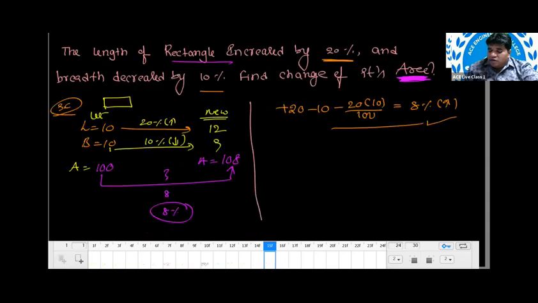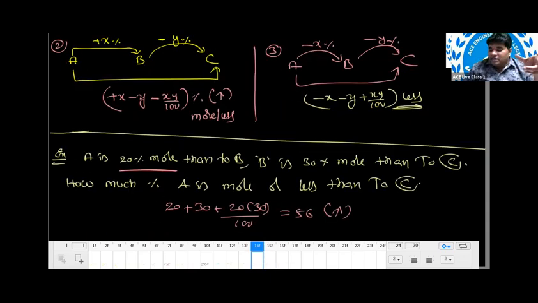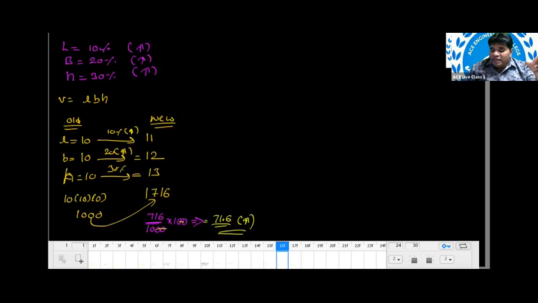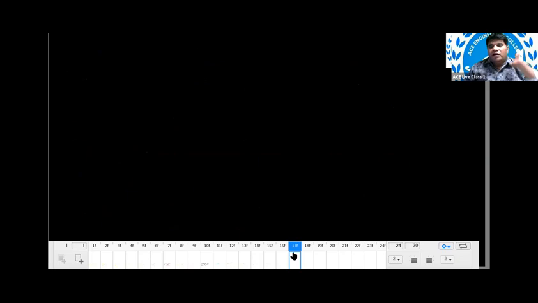Two percentages are given, what is the single change? We apply this formula. Suppose the question format is like this: length, breadth, height is given, and asks for the change. Then we apply the original formula, the original concept. You get the answer.